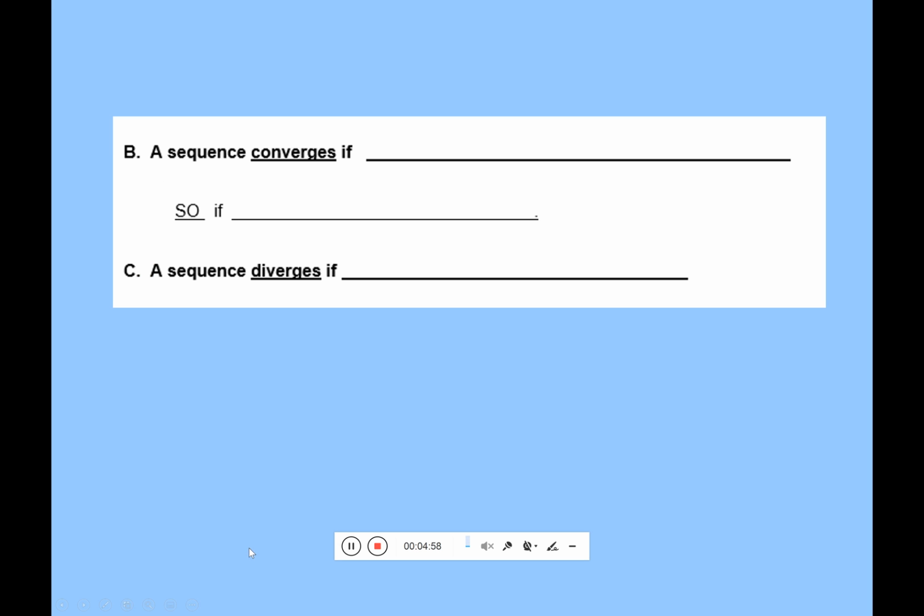So, a sequence is a list of terms. We say a sequence converges if the terms approach a limiting value. So when you list out the terms, if you can tell that they start to level off at a specific number, then we would say that the sequence converges.